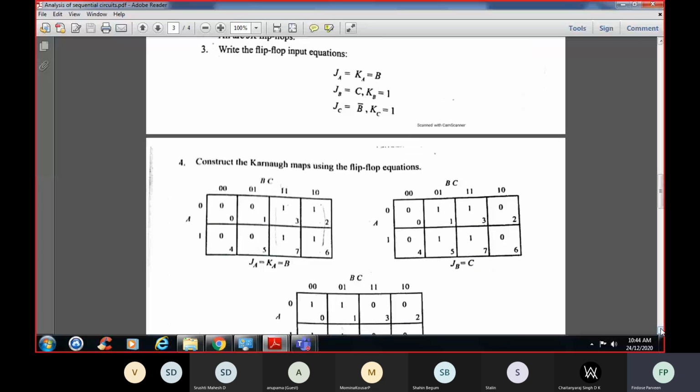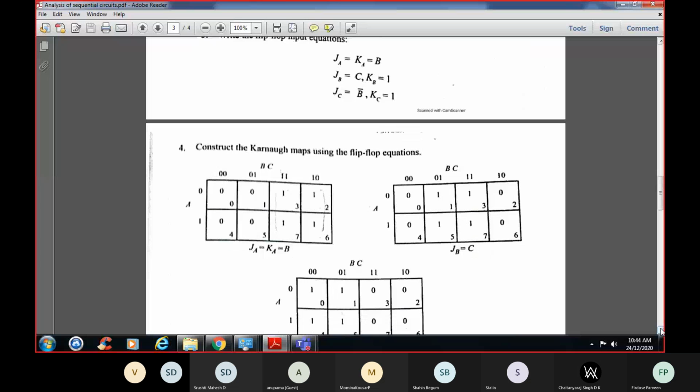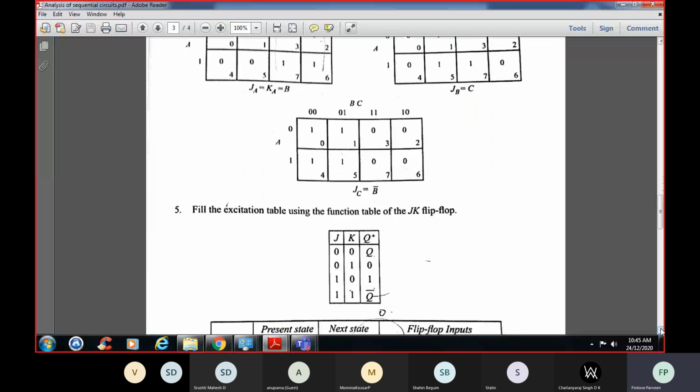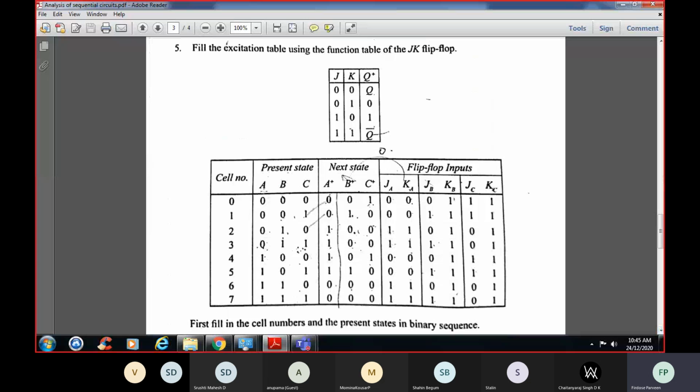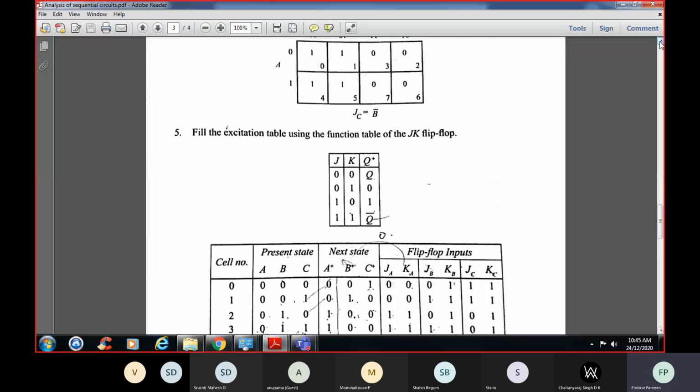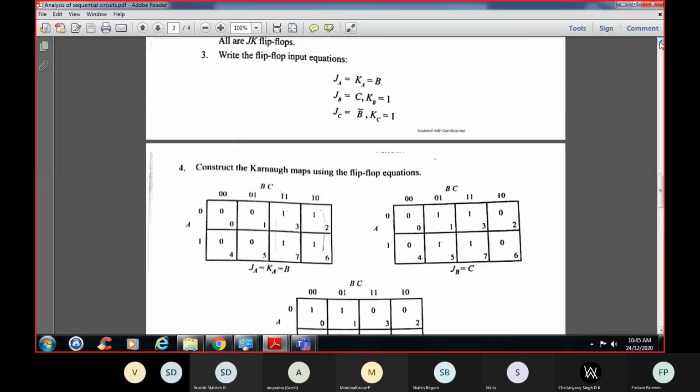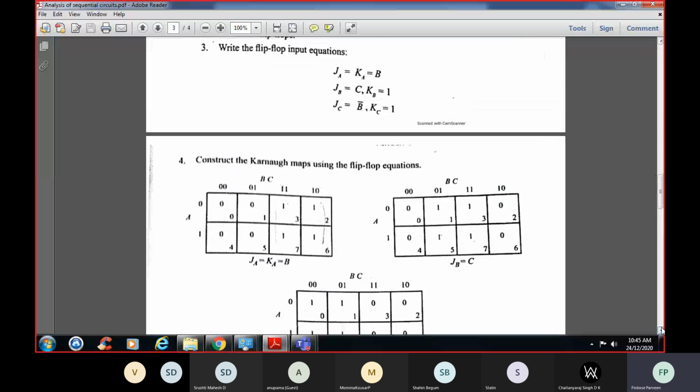Now, if you want, you can construct the K maps like this, or directly I will write the table. So I'll write the present state A, B, C here. Next state will be A plus, B plus, C plus. Next, the flip-flop inputs, that is JA, KA, JB, KB and JC, KC. So what equations were we having? JA is equal to KA is equal to B. I have written it like this.